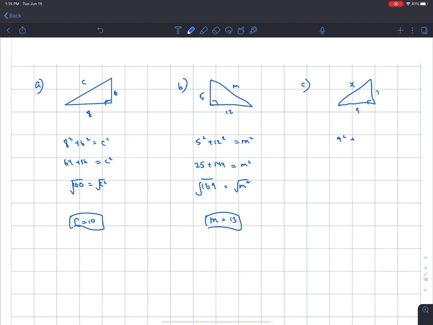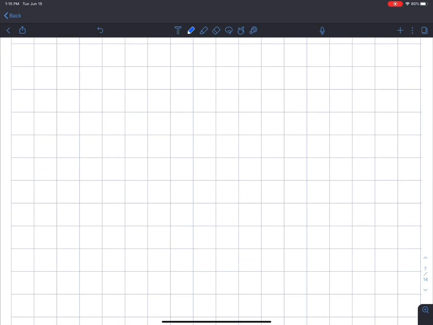We have 9 squared plus 7 squared equals to X squared. 81 plus 49 equals to X squared. 130 equals to X squared. And then we square root both sides. You get X equals, so I'm just going to type this into the calculator. The square root of 130 is 11.4. D.